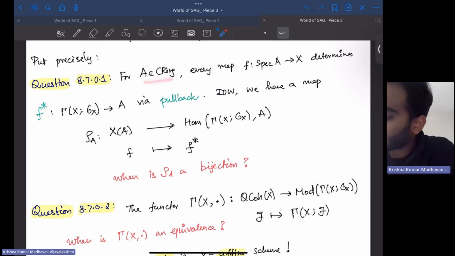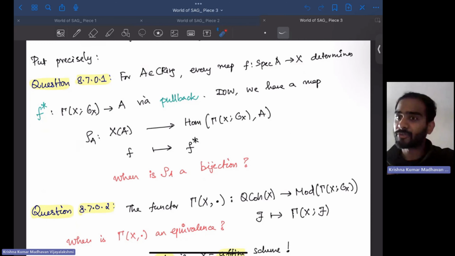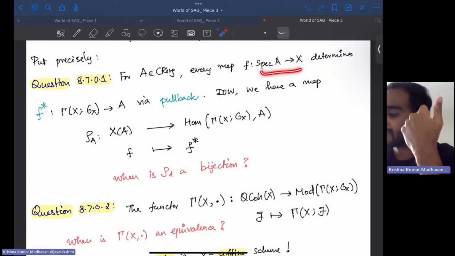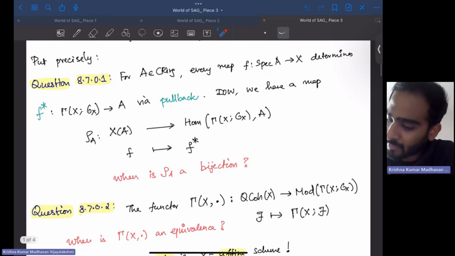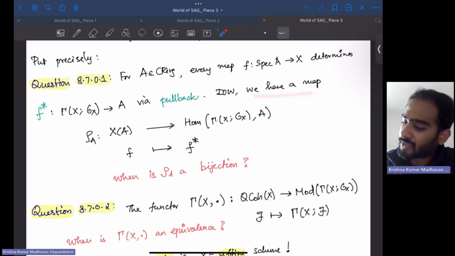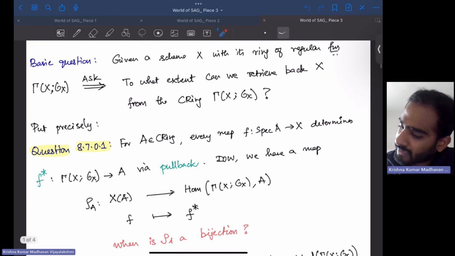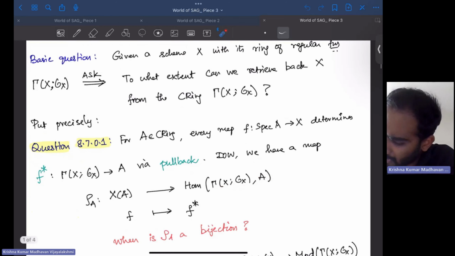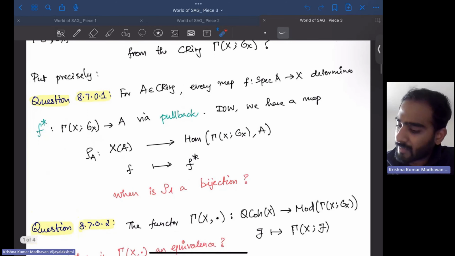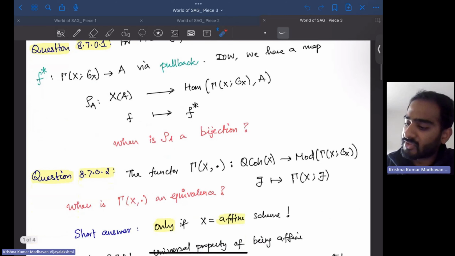So if you have a commutative ring A and every map, so this map is also called the X of A. So it takes the rational points on a given scheme X somehow. So this map already determines a pullback from this global section to A. So in other words, we have this map from the rational points of X with respect to A to this Hom in this category here, of taking these values in this category. So in particular maps of this form, right? So this is defined by sending an f to its pullback. So we can ask, when is this map a bijection?